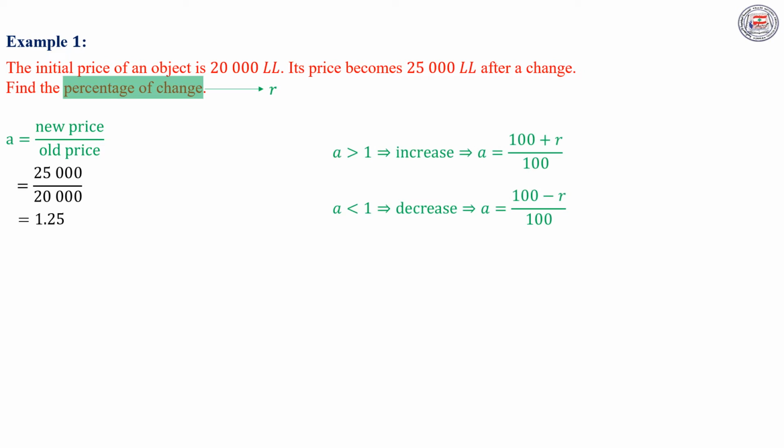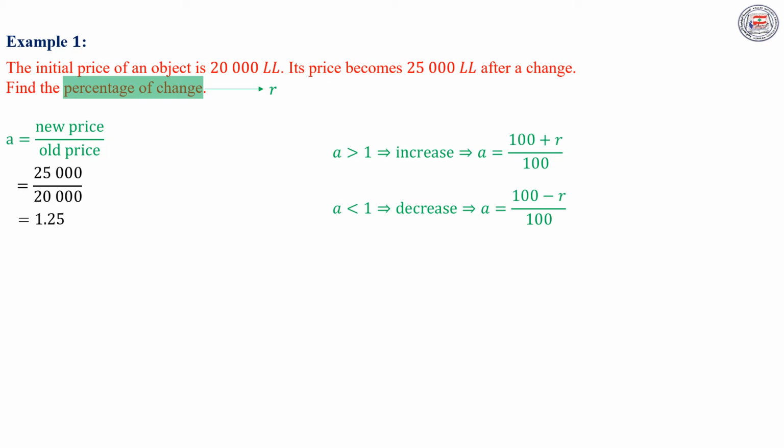As we told you before, we have two formulas for A, 100 plus R over 100 or 100 minus R over 100. If A is greater than 1, then we have an increase in price, and in this case A is equal to 100 plus R over 100. If A is less than 1, then we have a decrease in price, and in this case A is equal to 100 minus R over 100.